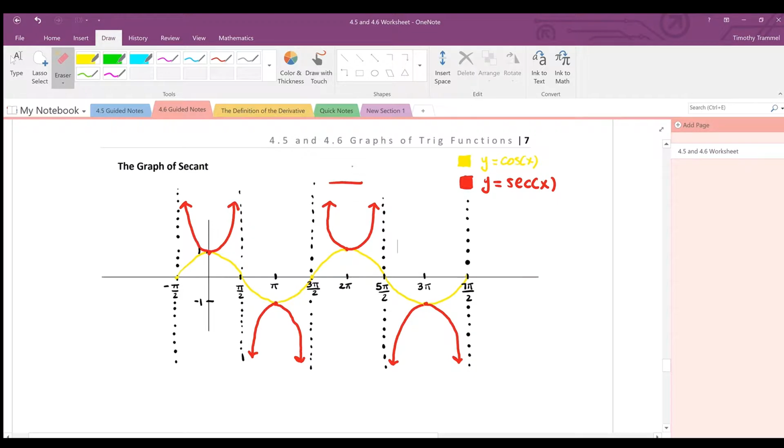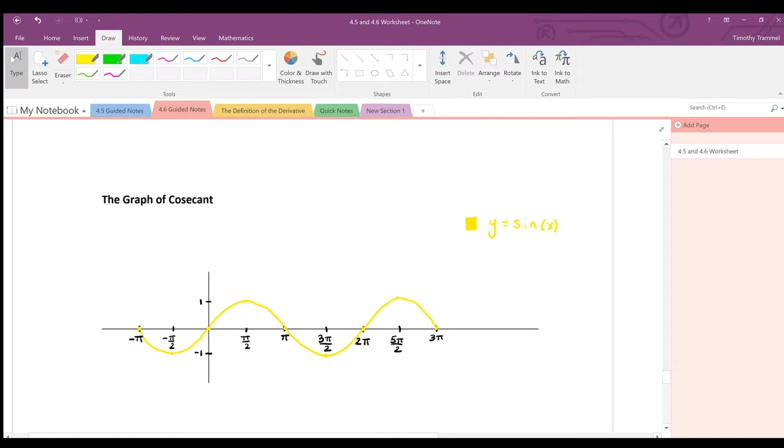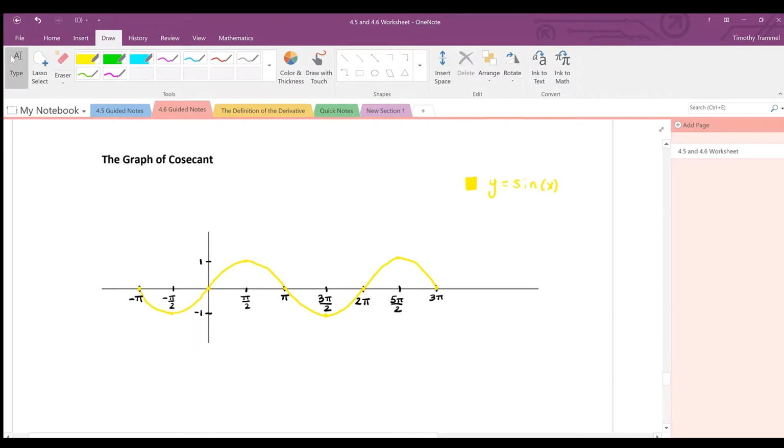And we're going to go do the same thing with cosecant. So this time, we're going to be thinking about the graph of sine, which I already have plotted here for us. And the same thing happens. So at these spots where sine is 0, cosecant will be undefined. And there will be vertical asymptotes there for the same reason we had vertical asymptotes on the graph of secant.